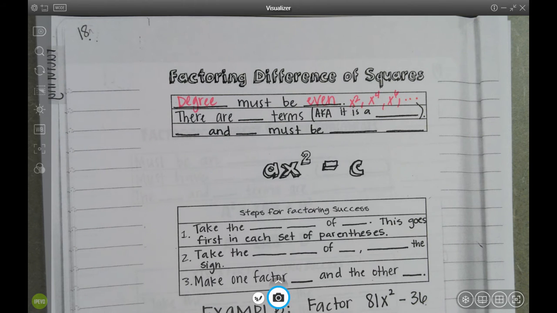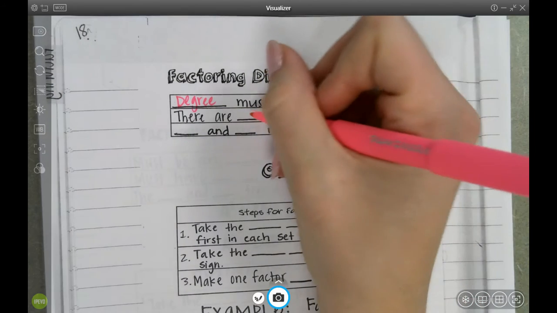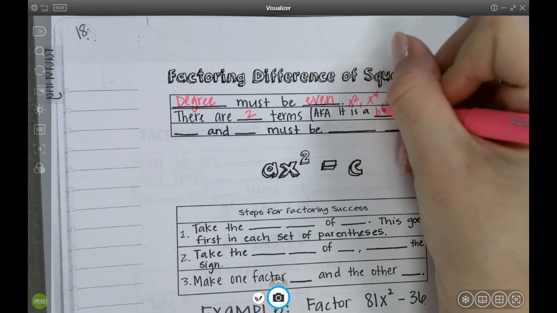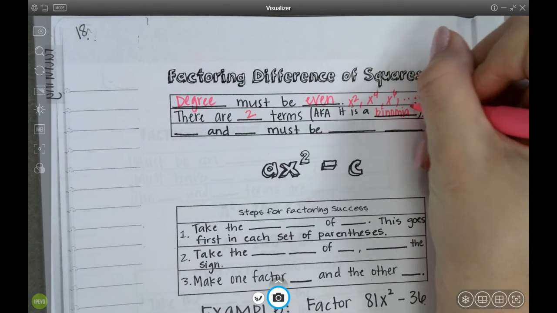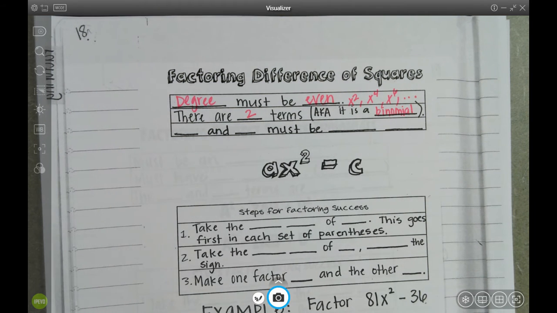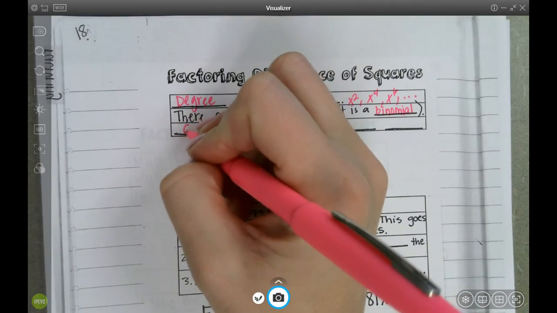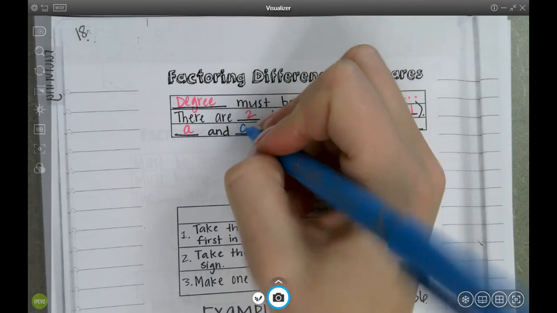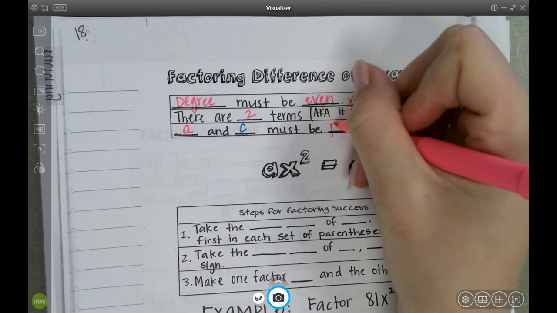Okay, on all of those examples down there, how many terms are there? On all of these examples, how many terms are there? 2. So there has to be 2 terms, meaning it is a binomial. And your A and C must be perfect squares.